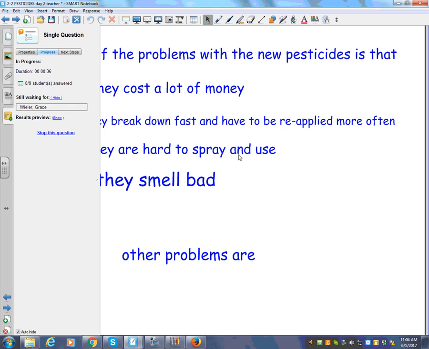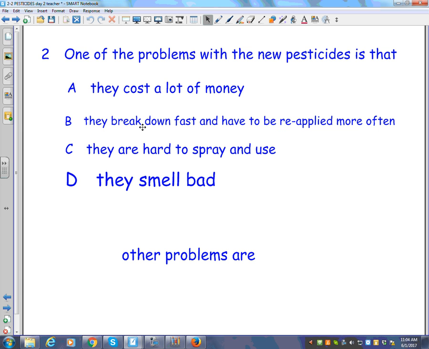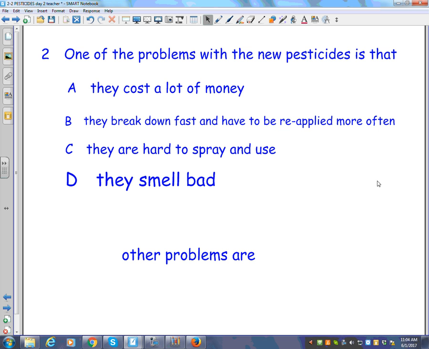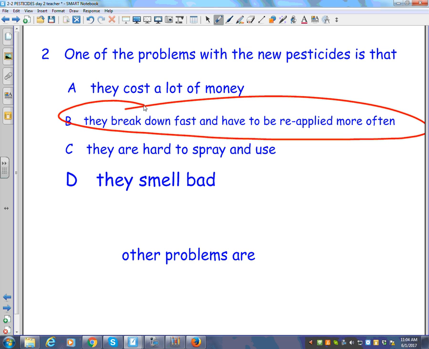What is the problem with the newer pesticides? The answer is B. They break down fast, and they have to be reapplied more often. They're not quite as strong, but they're better for the environment.